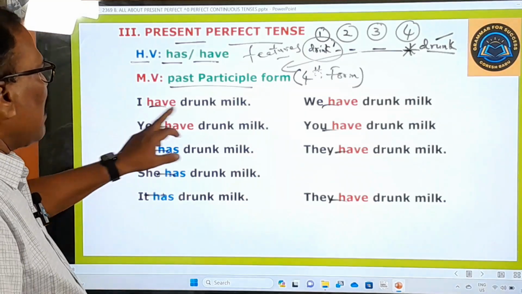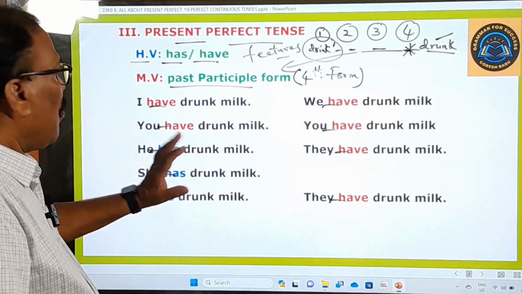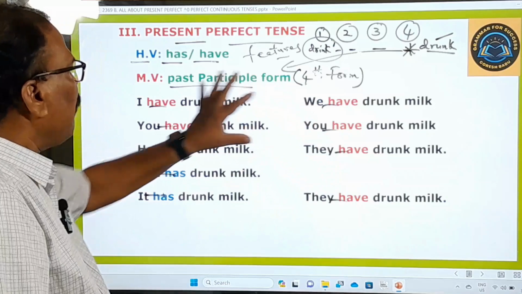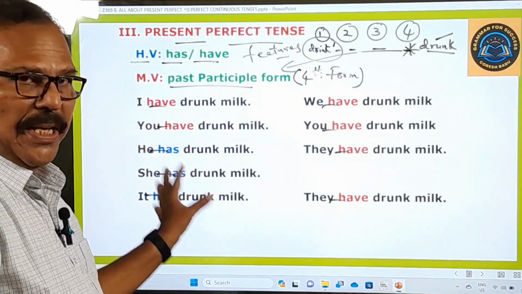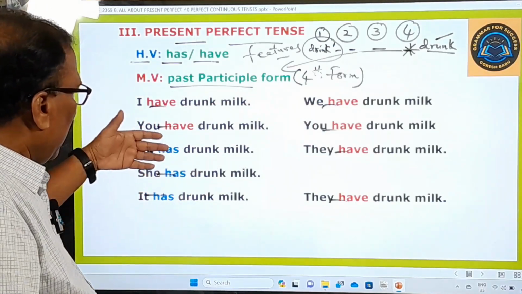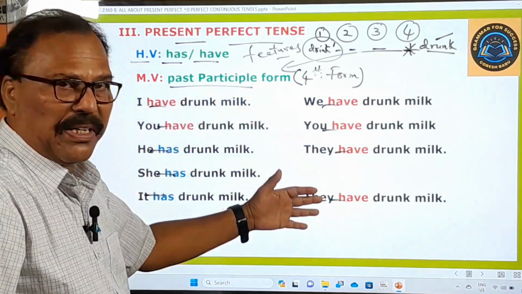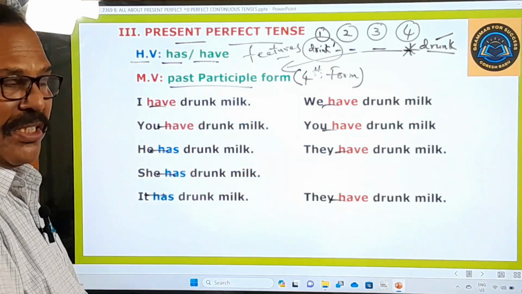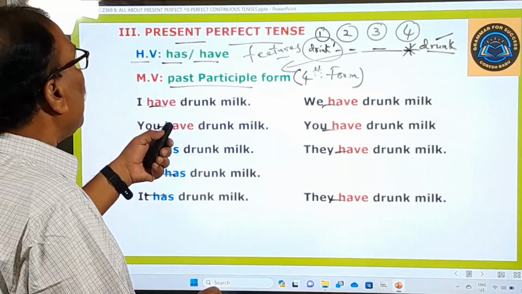You cannot change the place of these helping verbs. You cannot say I has drunk milk, or he have drunk. No, you cannot say that. These helping verbs are fixed and you cannot change them. In the third person singular the helping verb has is used. In all other persons the helping verb have is used. Then what is the meaning of the tense?